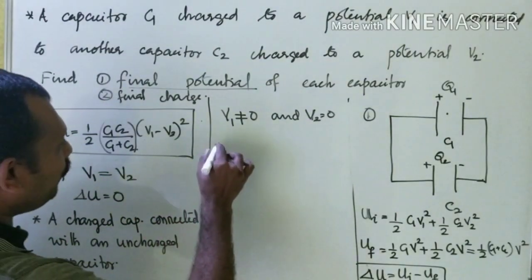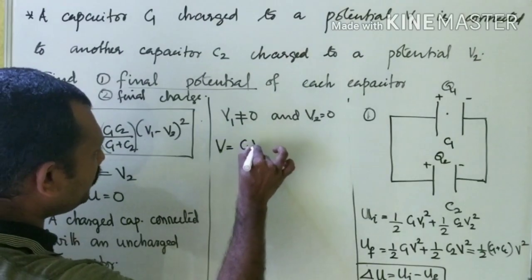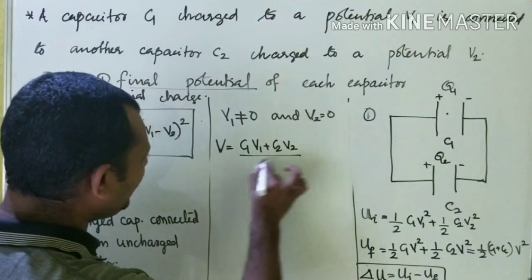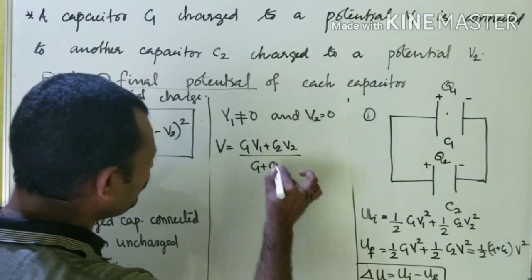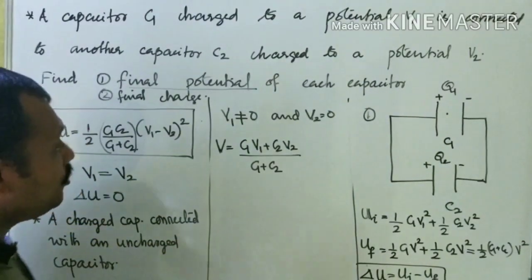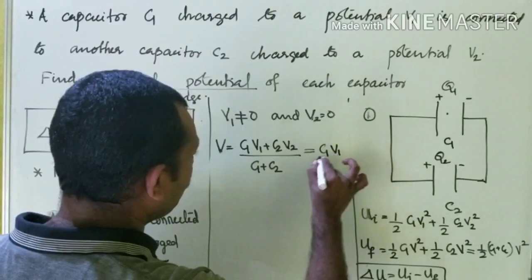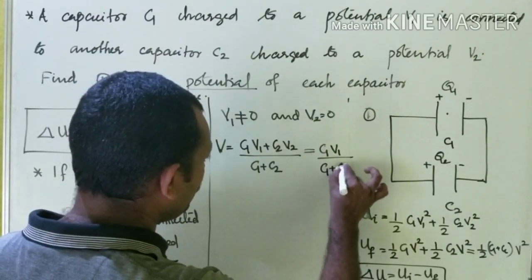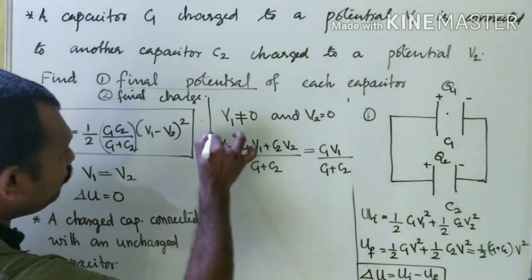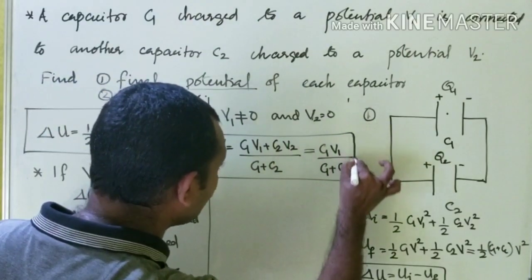In this case, what is the final potential? We have the formula: final potential is (C1 V1 plus C2 V2) divided by C1 plus C2. Now V2 is equal to 0, which will give you C1 V1 divided by C1 plus C2. This is the expression for the final potential, and it is very, very important.